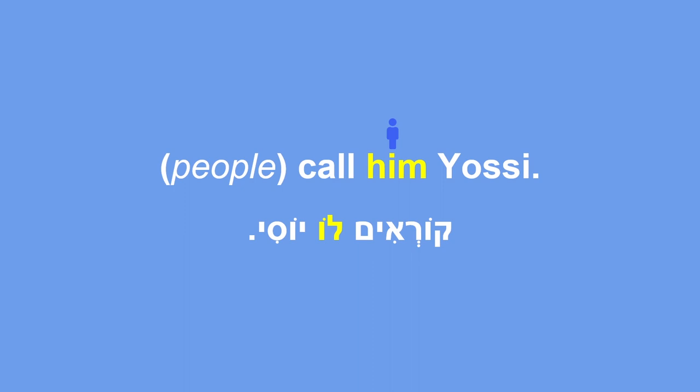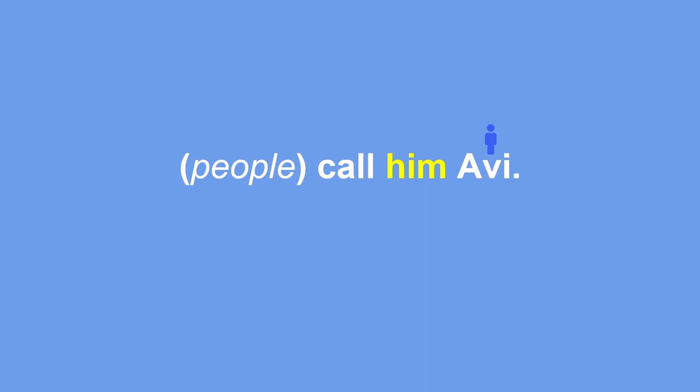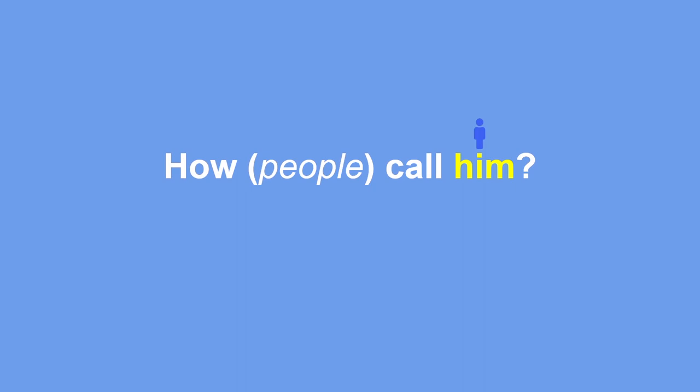How people call him? What's his name? Ech korim lo? People call him Avi. His name is Avi. Korim lo Avi. How people call him? What's his name? Ech korim lo? People call him David. His name is David. Koraim lo David.